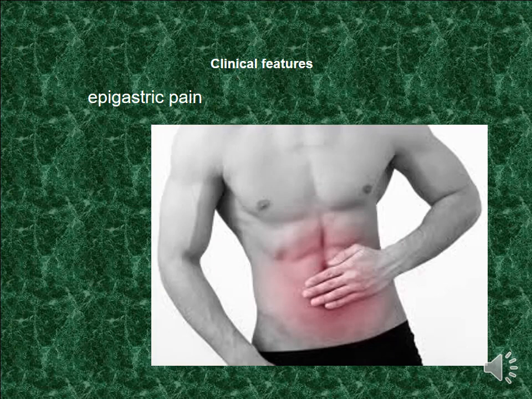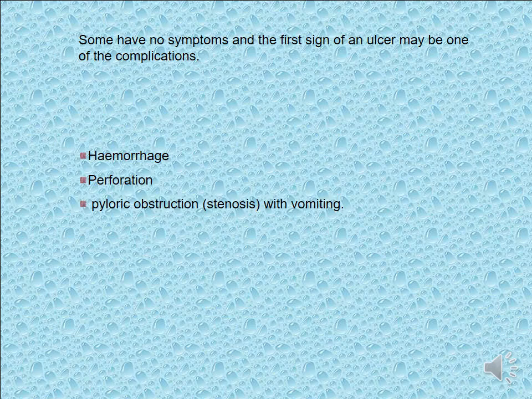The clinical feature of the peptic ulcer: the first and most important symptom is epigastric pain, in the area of the stomach. Some have no symptoms, and the first sign is the ulcer complication. There are many complications of peptic ulcer, and they may be the first sign of the disease, like hemorrhage, perforation, pyloric obstruction, and stenosis with vomiting.